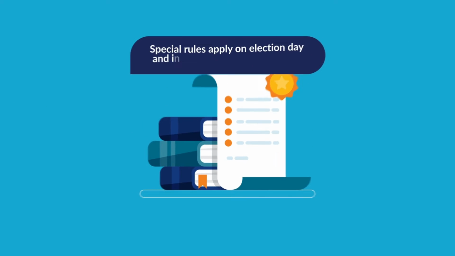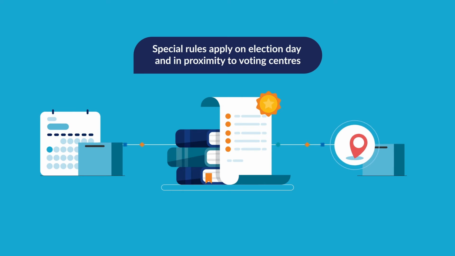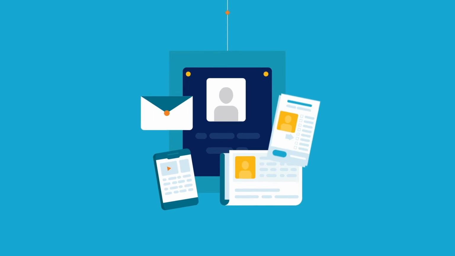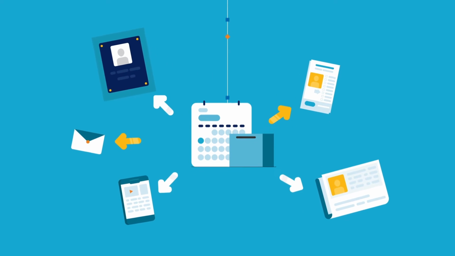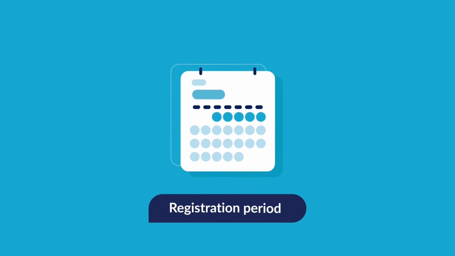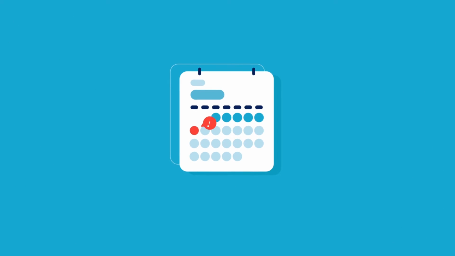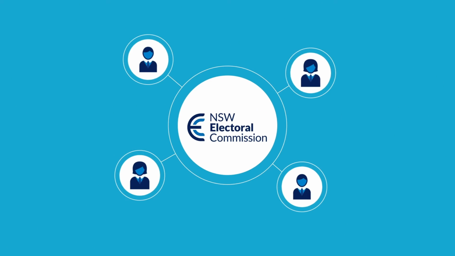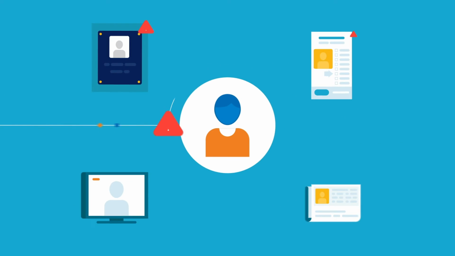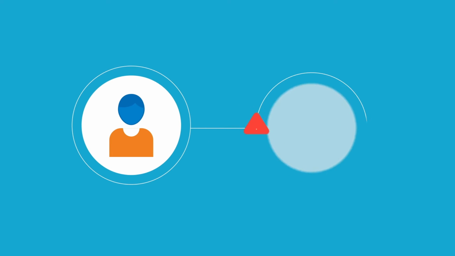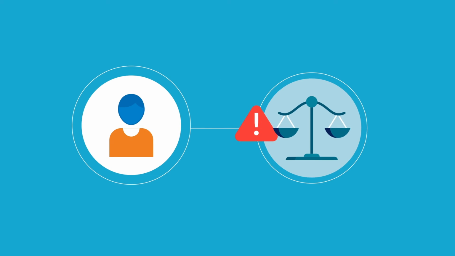There are also special rules that apply on election day and in proximity to voting centres. Electoral material that is distributed on election day must be registered with the New South Wales Electoral Commission during the registration period. If the registration deadline is missed, the material cannot be distributed on election day. Officers from the New South Wales Electoral Commission can direct a person to remove their unlawful electoral material, and not complying with a reasonable direction is a criminal offence.